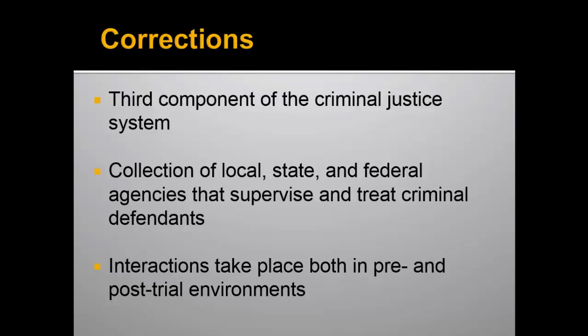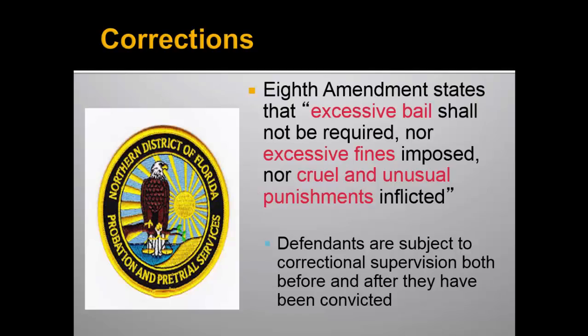If you are convicted and are sentenced to 15 years in prison, the correctional system will once again supervise you. Whether or not that is a local, state, or federal facility will depend on the nature of your charges and what jurisdiction you are being prosecuted by.